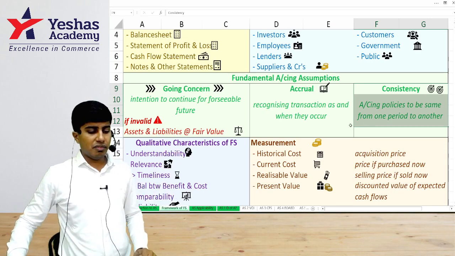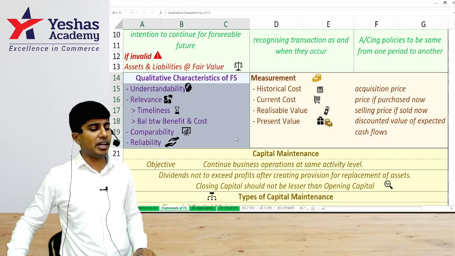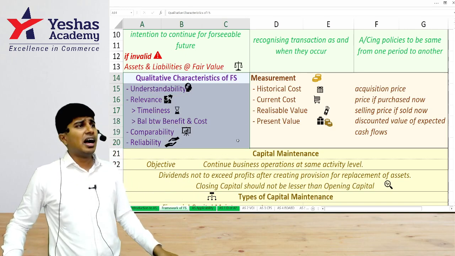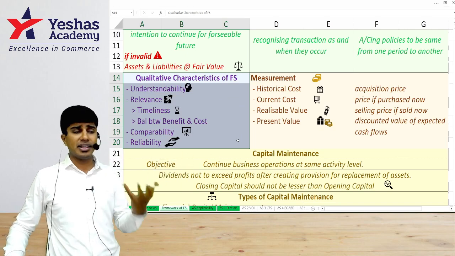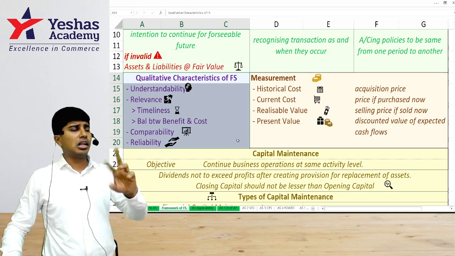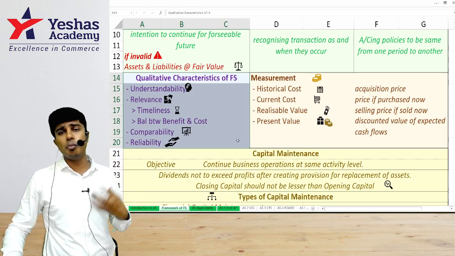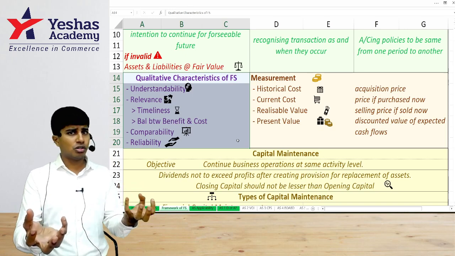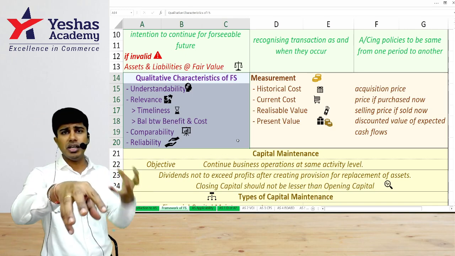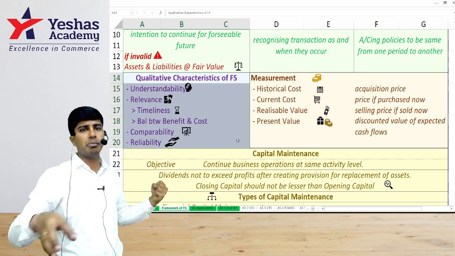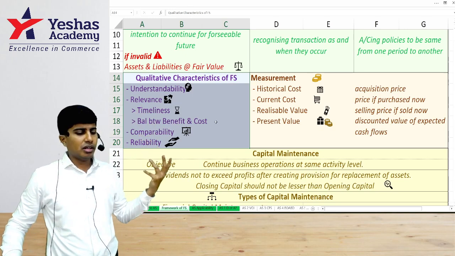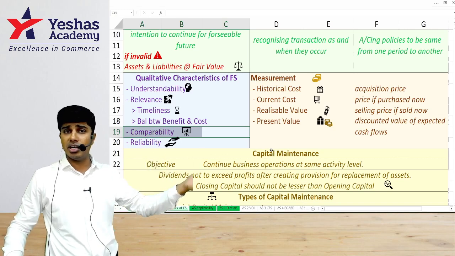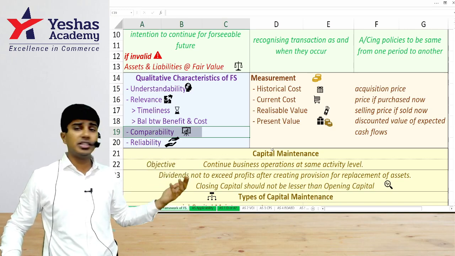Understood? Then we discuss the qualitative characteristics of financial statements. Financial statements are prepared for the purpose of understanding, and the relevance of it is it will help us get timely information, and also it will help us with benefit and cost analysis. How much benefit do I get, or how much cost I have incurred in acquiring the company's shares, and how much benefit am I getting from the company by way of EPS. Then comparability. It will help me compare the business not just with its previous year but also with its competitors in the industry.